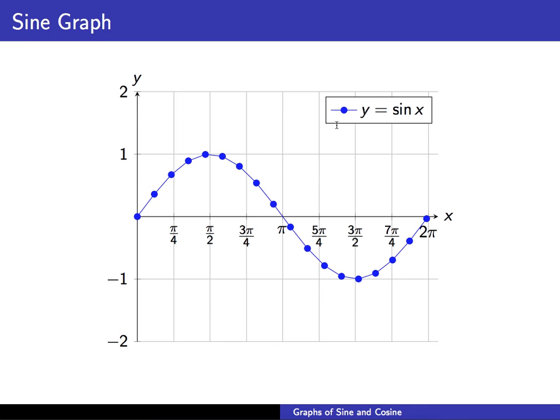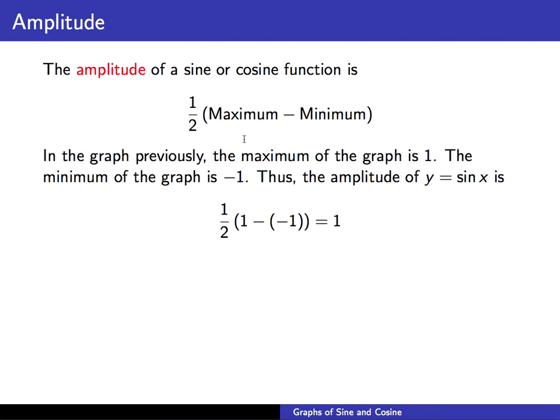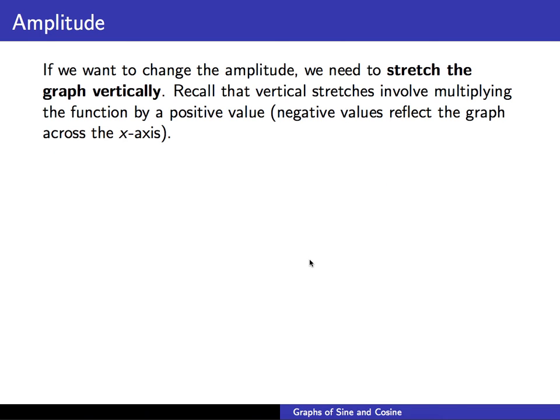So if we take a look at our graph, we see that the maximum value occurs at pi over 2 or 90 degrees. Sine of pi over 2 or 90 degrees is 1, and that's as tall as this graph is going to get for a maximum value. The minimum value occurs at 3 pi over 2 or 270 degrees, where the sine of 270 degrees is negative 1. So our maximum value is 1, our minimum value is negative 1. So if we take 1 minus negative 1, we get 2, and then half of 2 gives us 1. So our amplitude for sine of x, as well as our amplitude for cosine of x, is 1.